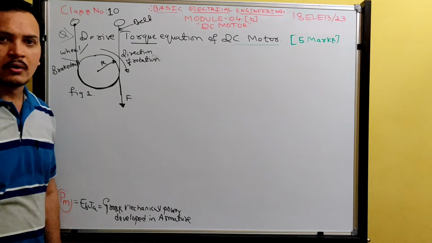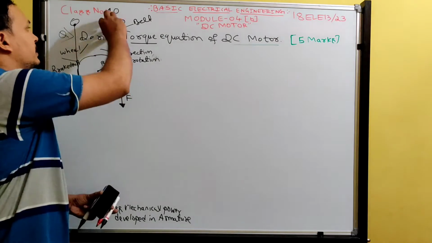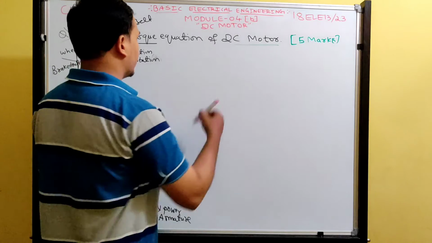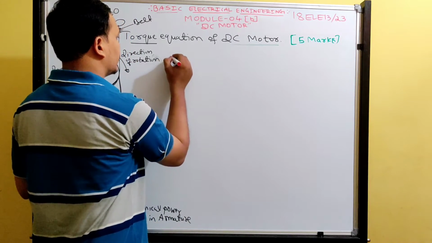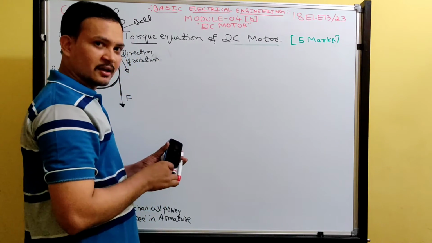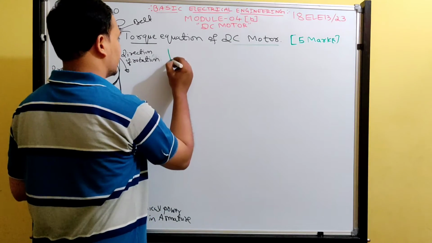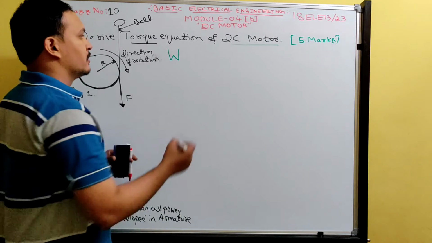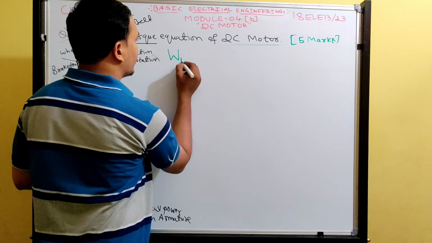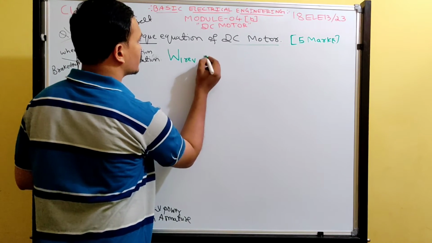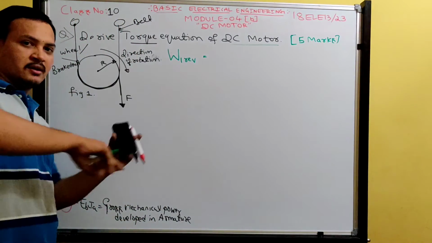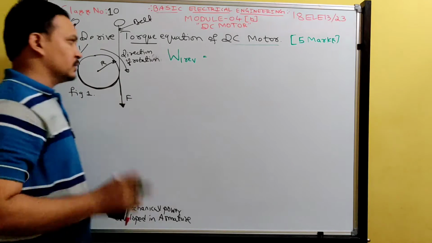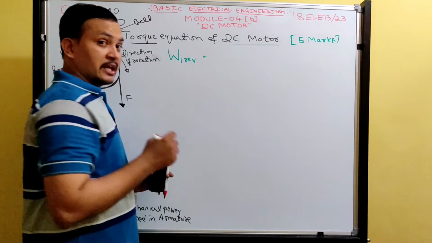shown in figure 1. Whenever force is acting, work done will take place. So therefore we can write work done. You should write the complete words: work done in one revolution. So we are considering that the wheel is rotated one rotation, or one revolution. Once the wheel rotates one revolution, work done will take place.